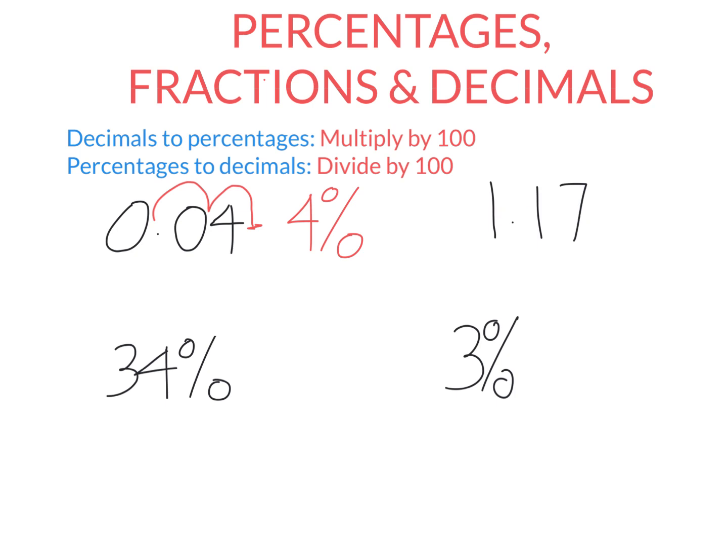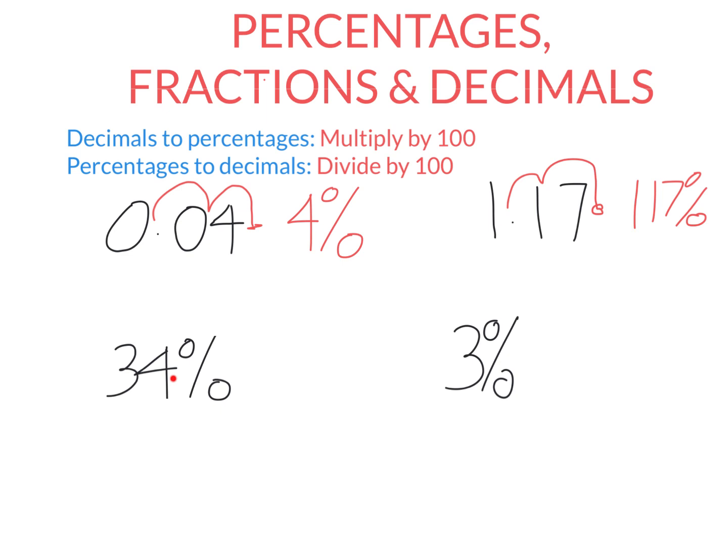1.17, if I want to convert that to a percent, I move the decimal point 2 spots to the right. Decimal point ends here. I end up with 117 and just write it as a percent. So any number more than 1 will be more than 100%. What about the other way?